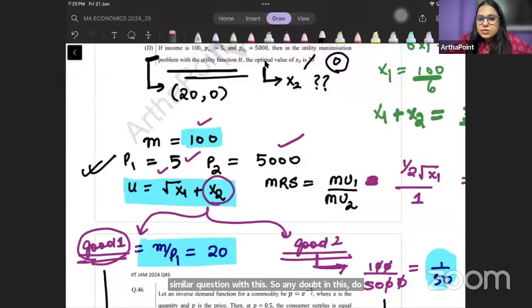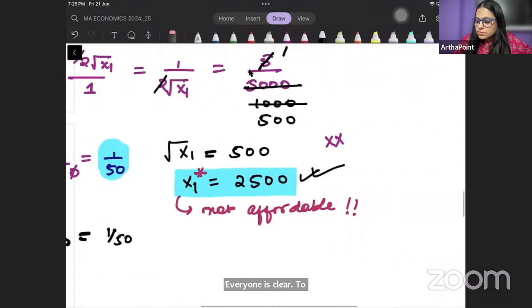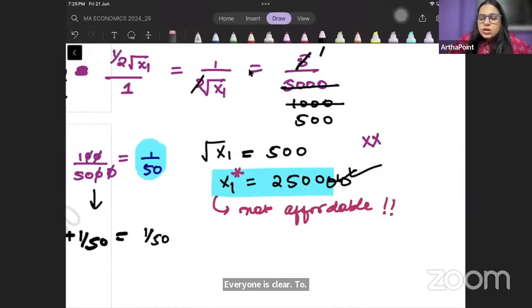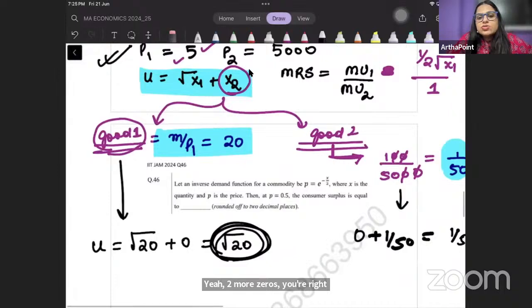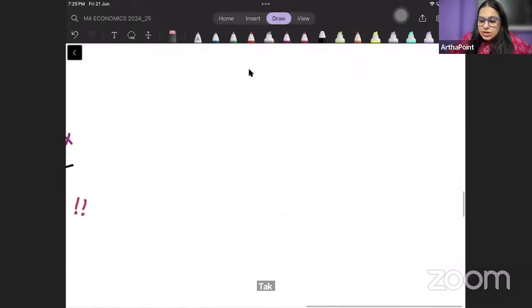Everyone is clear? तो हमें quasi-linear को बहुत ध्यान से देखना है. Yeah, 2 more zeros. You're right. We need to go ahead and see quasi-linear very carefully. ठीक है, बहुत ध्यान से समझना है. So try to understand this thing, बेटा.